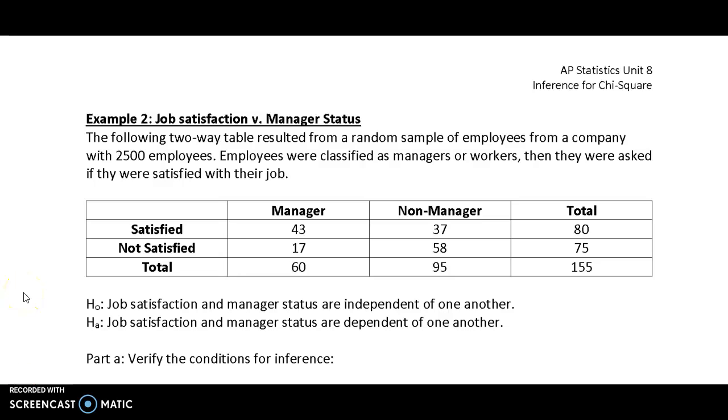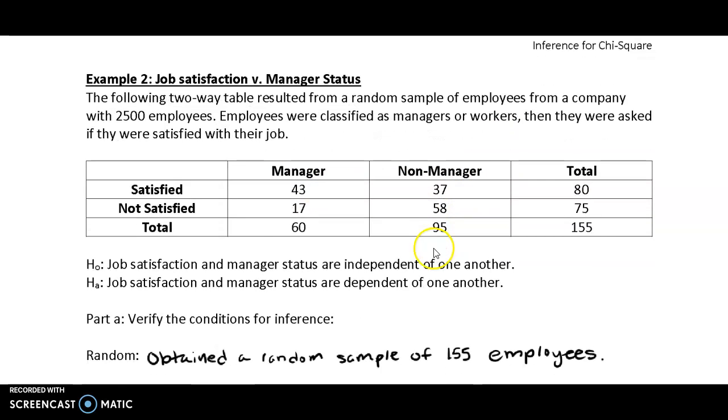And welcome back. We're looking at job satisfaction versus manager status. So our following two-way table is obtained from a random sample of employees from a company with 2,500 employees. Employees are classified as managers or workers, and then they were asked if they were satisfied with their job. So again, two categorical variables, job satisfaction and their managerial status or employee status.